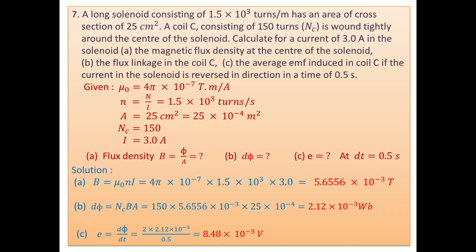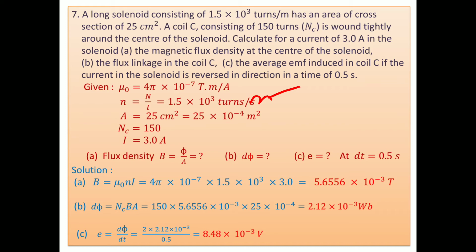Thereafter, we go through another numerical. A long solenoid consists of 1.5 into 10 raised to 3 turns per meter. Per meter, sorry, here per meter should be there, not per second. Now it has an area of cross section 25 square centimeter. Mean 25 square centimeter, convert it into square meter. Mean 25 into 10 raised to centi stands for -2 and square means -4 square meter.